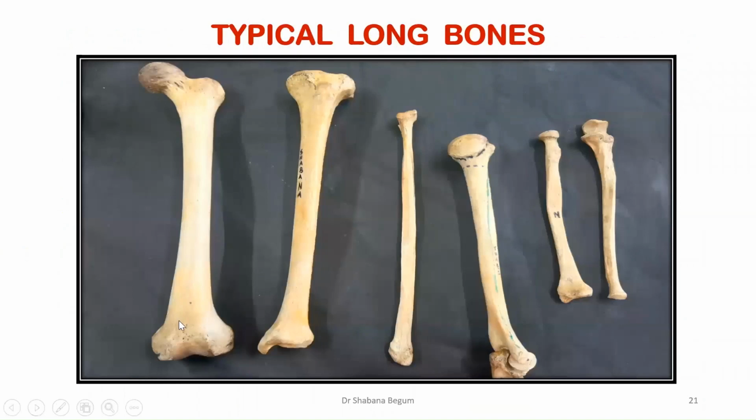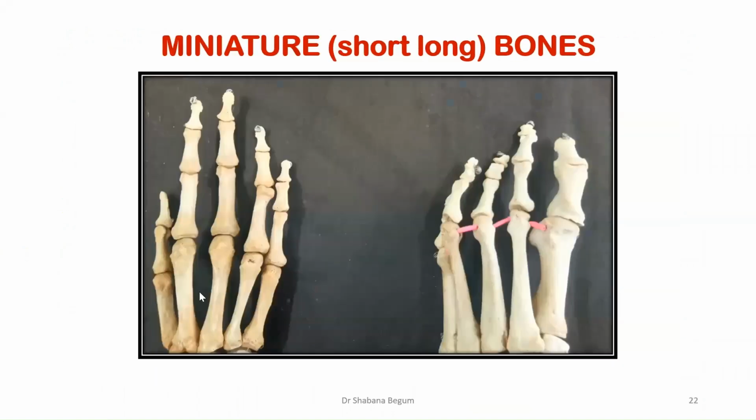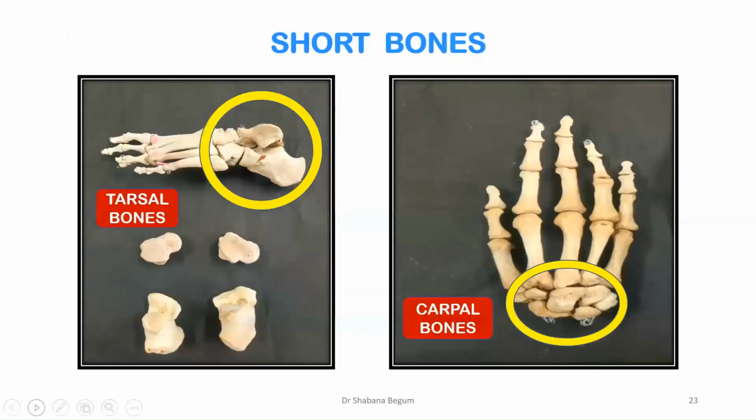So here we can see the femur, the tibia, the fibula, the humerus, the radius, and ulna. Next, we have miniature or short long bones. Examples are metacarpals, metatarsals, and the phalanges. The carpal bones and the tarsal bones are examples of short bones.